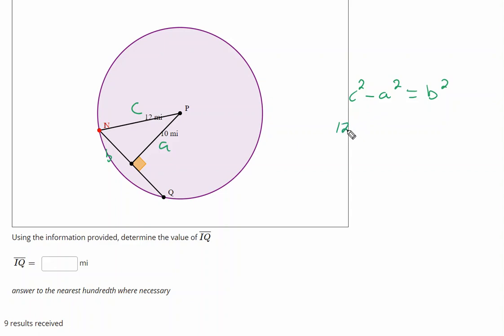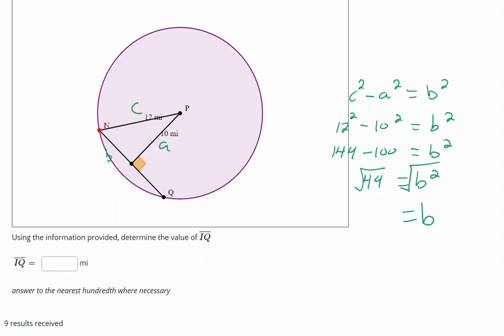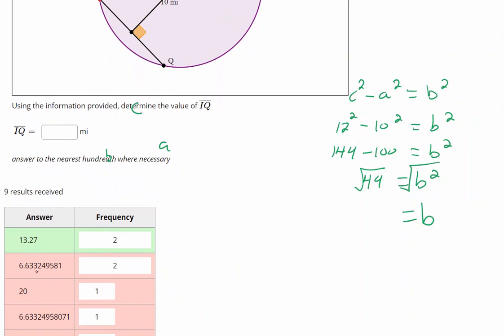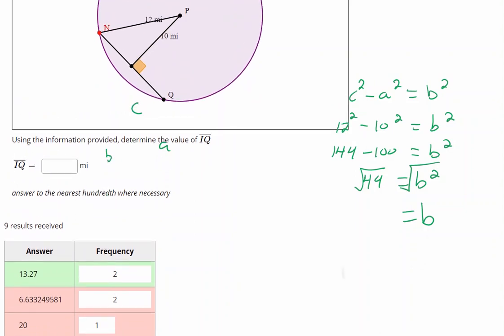So this will be 12 squared minus 10 squared is equal to B squared. So 144 minus 100 is equal to B squared. So this would be 44 is equal to B squared. So is my answer 44? No, I've got to take the square root, right? So square root. And I've got a feeling, just based on your numbers, like 6 point something, that it would be this number. So that's good. So a lot of you guys got that one right.